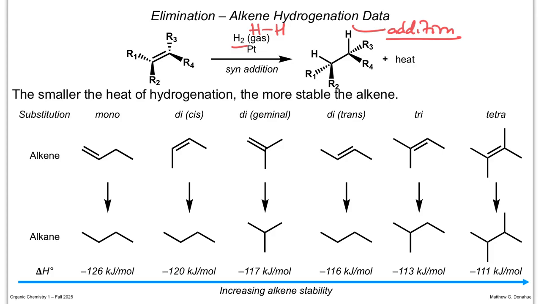And in the chart here, we have a series of those alkenes that tell you what class they are. So monosubstituted, this just has one carbon substituent. We have di, which is cis, that means the substituents are on the same side. Geminal, they're on the same carbon. Trans, they're on opposite sides. Tri-substituted, 1, 2, 3, and then tetra. Each carbon has 2 carbon substituents, so a total of 4.